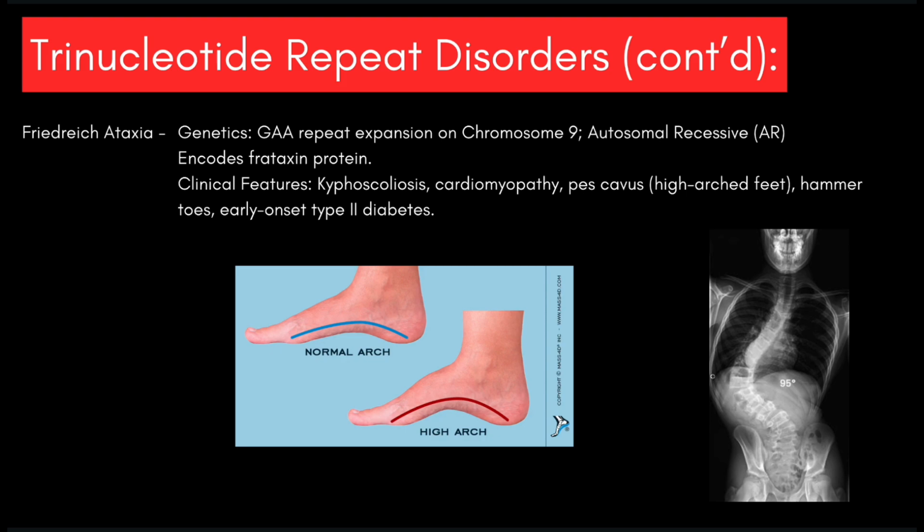Moving on, I'd like to talk about Friedreich ataxia next. The genetics that underlie this trinucleotide repeat disorder involve a GAA repeat expansion on chromosome 9. It is inherited in an autosomal recessive manner, and this encodes the frataxin protein. The primary clinical features found in Friedreich ataxia are kyphoscoliosis, cardiomyopathy, pes cavus, high arch feet, hammer toes, and early onset type 2 diabetes. And I have good pictures at the bottom illustrating the pes cavus and the kyphoscoliosis, and cardiomyopathy on the bottom right.